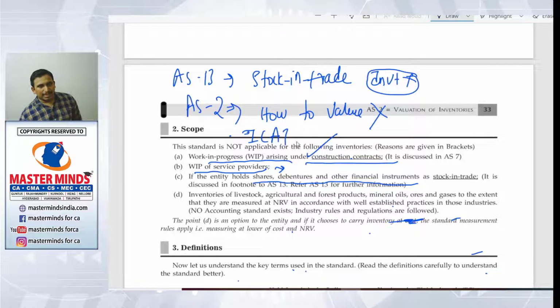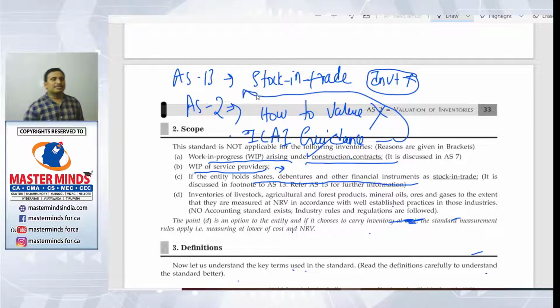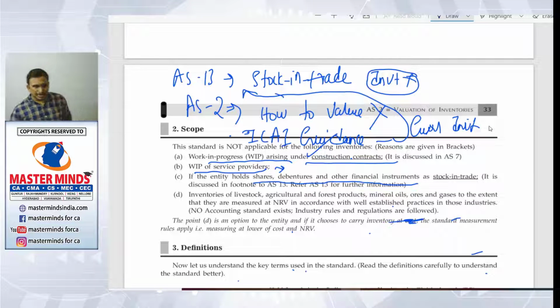ICAI came up with a guidance telling that for the purpose of valuation, treat them as current investments as given in AS 13. So thereby we will not apply AS 2 at all. We'll apply AS 13 if any shares, debentures or other financial instruments are held as stock in trade, though they are not investments. For the purpose of valuation, because of the ICAI guidance, we follow like that. So hope it is clear.